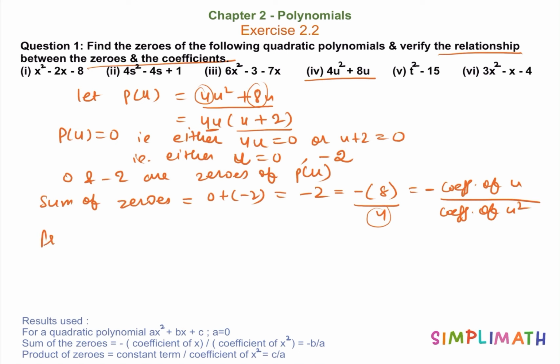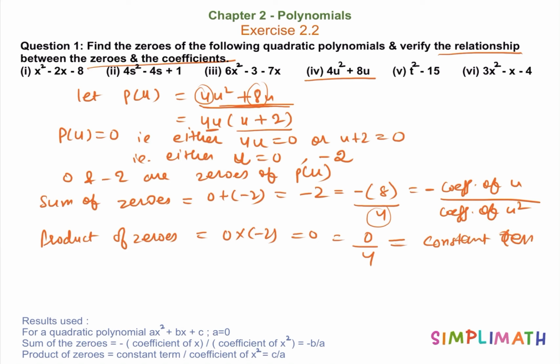Okay, now let us come to the product of zeros. So we have 0 into minus 2, which gives us 0. So I can write this as 0 by 4. So we know here there is no constant term. So the constant term is 0. So I can say this is equal to constant term upon what is 4, coefficient of u square.